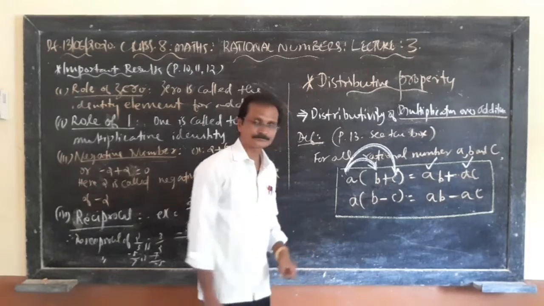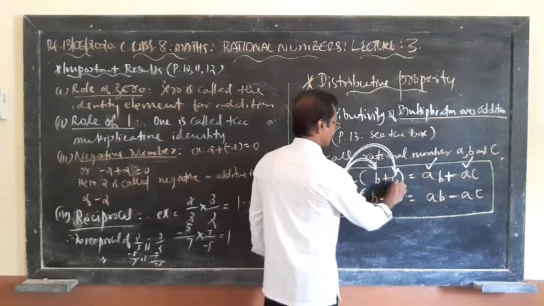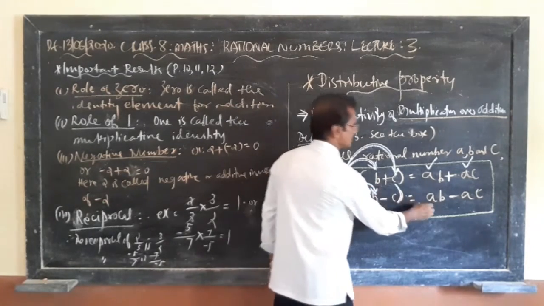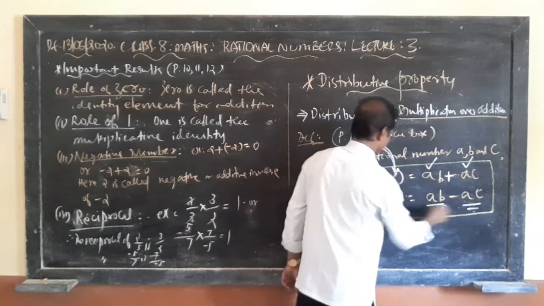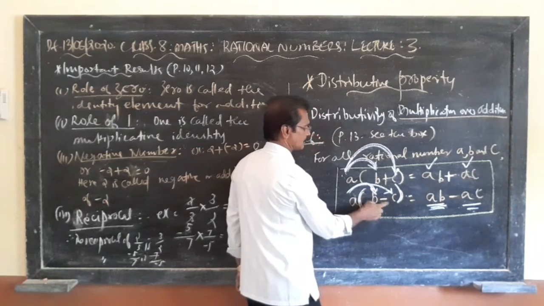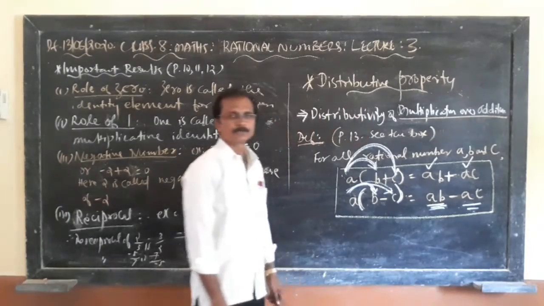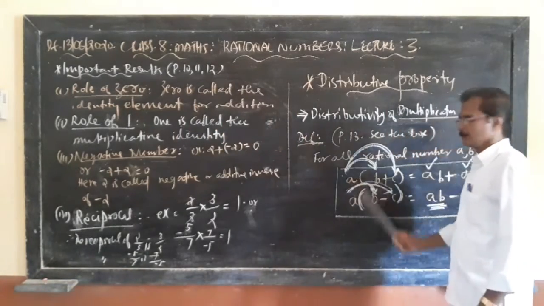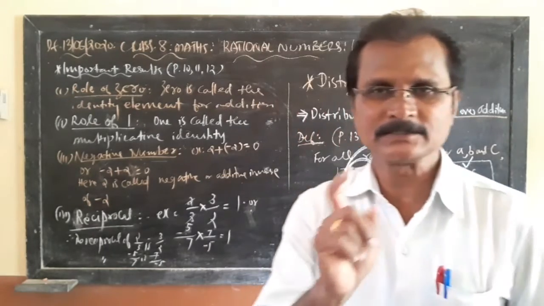The same way, A into B minus C, inside the bracket there is minus. The same way A will go to B, AB. Then again A will go to C, minus AC. The minus sign is there. So AB, then in between the sign minus, then A into C. So remember these results. You need to memorize these results.